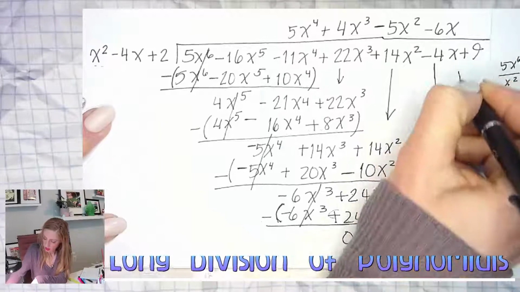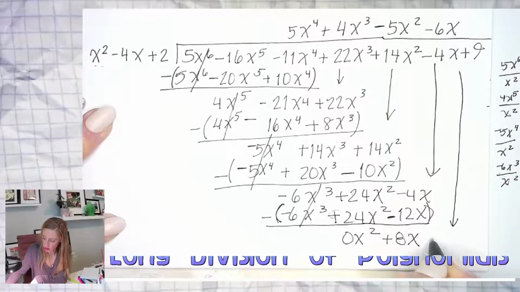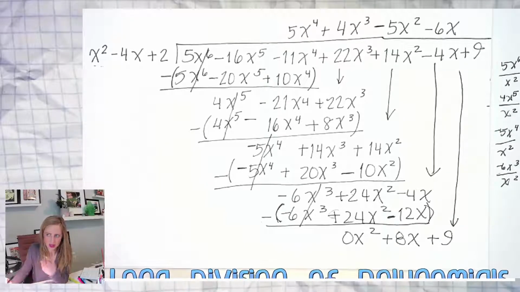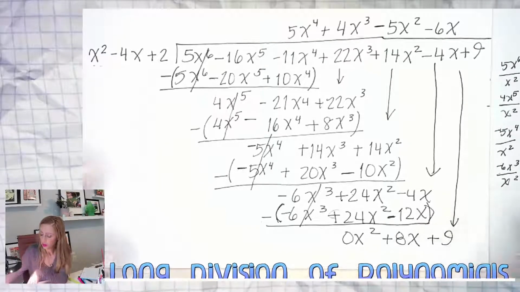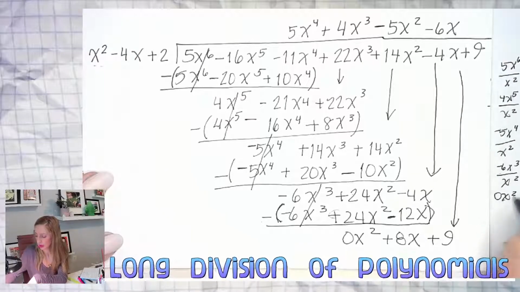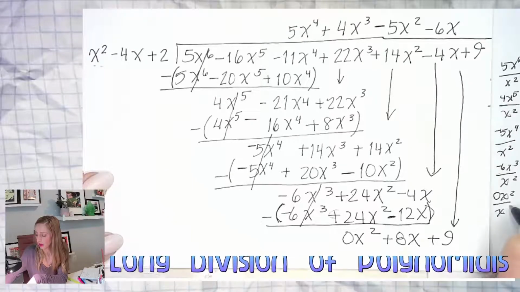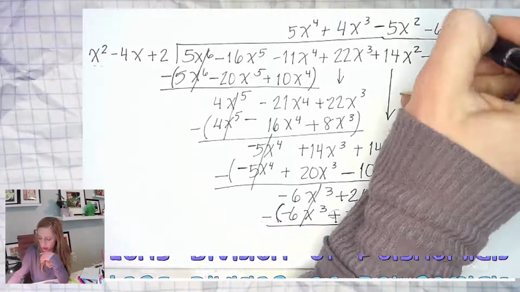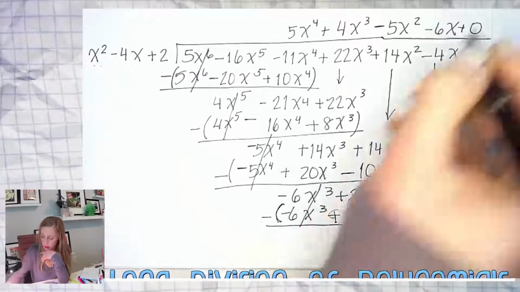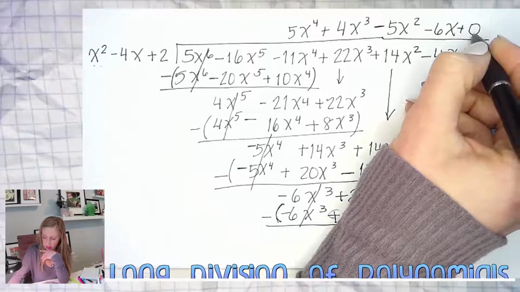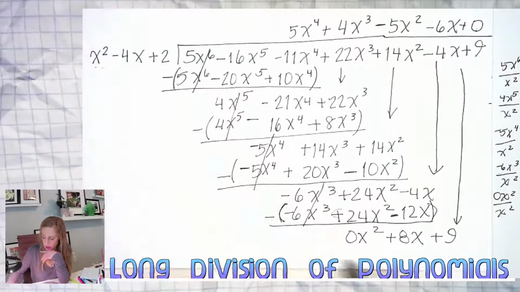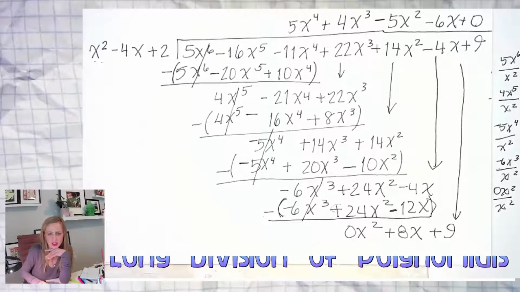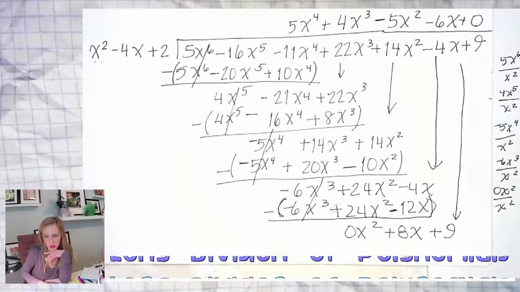Then we bring down our last thing. So we're in good shape right now, plus 9. So we got one more round. After this, anything that's left is the remainder. So 0x squared, just treat it like every other part, divided by x squared. What do we get? 0. So 0. Multiply the 0 to this and write it here. Don't get weird about it. We're just going to carry on and do it. So 0x to the second.